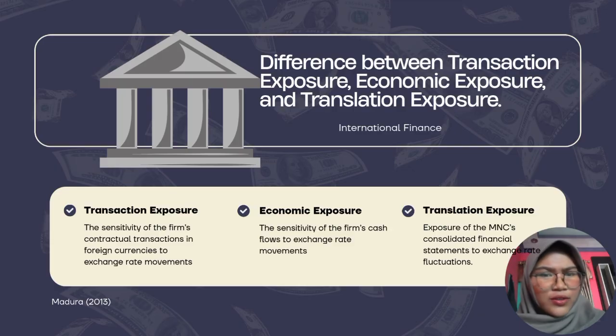Some people ask, what is the difference between transaction exposure, economic exposure, and translation exposure? The first, transaction exposure, is the sensitivity of the firm's contractual transactions in foreign currencies to exchange rate movements. Economic exposure is the sensitivity of the firm's cash flow to exchange rate movements. And translation exposure is the exposure of the MNEs', or multinational companies', consolidated financial statements to exchange rate fluctuations. So transaction exposure focuses on contractual transactions, economic exposure is for the sensitivity of the firm's cash flow to exchange rate movements, and translation exposure is for the financial statements of the companies.